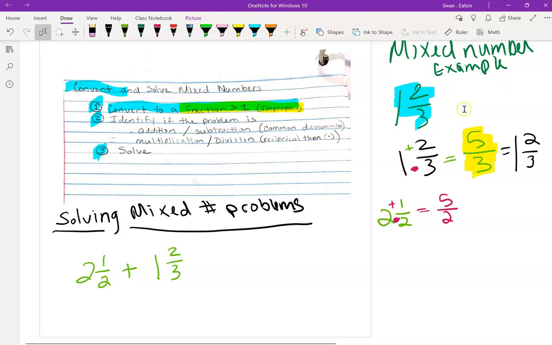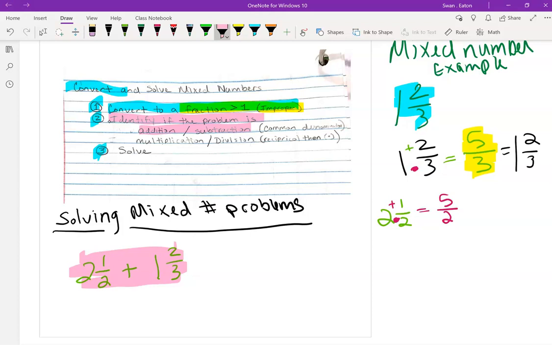Now that you have successfully written down this mixed number example, how to convert a mixed number to a fraction greater than 1, which some of you might remember as an improper fraction, now we're going to move on to the second step. Identify if the problem is addition or subtraction. Well, this is an example down here. These are two mixed numbers that they want us to add together.